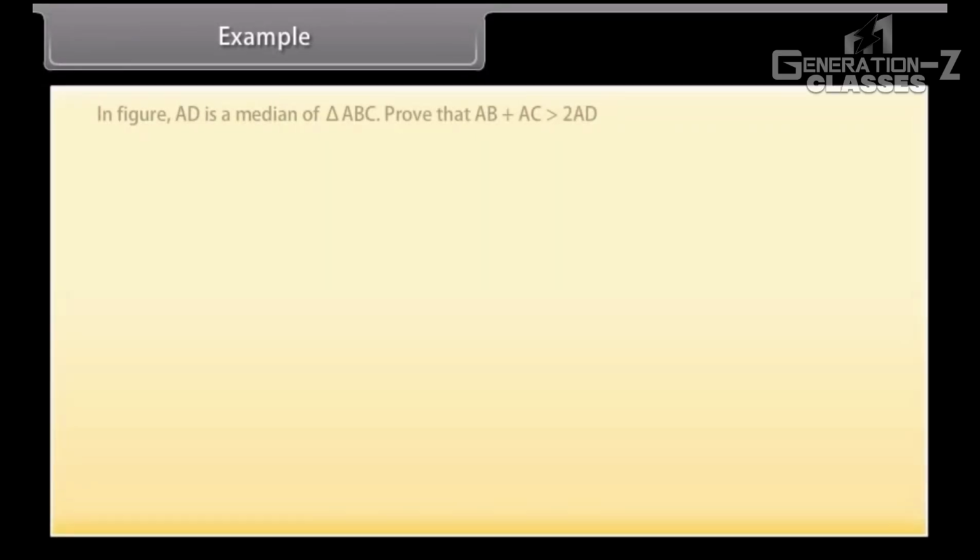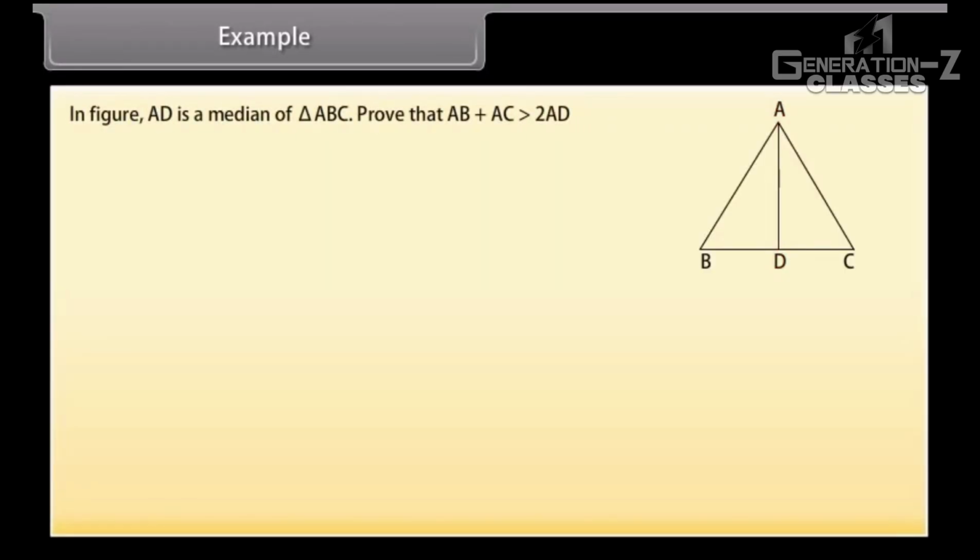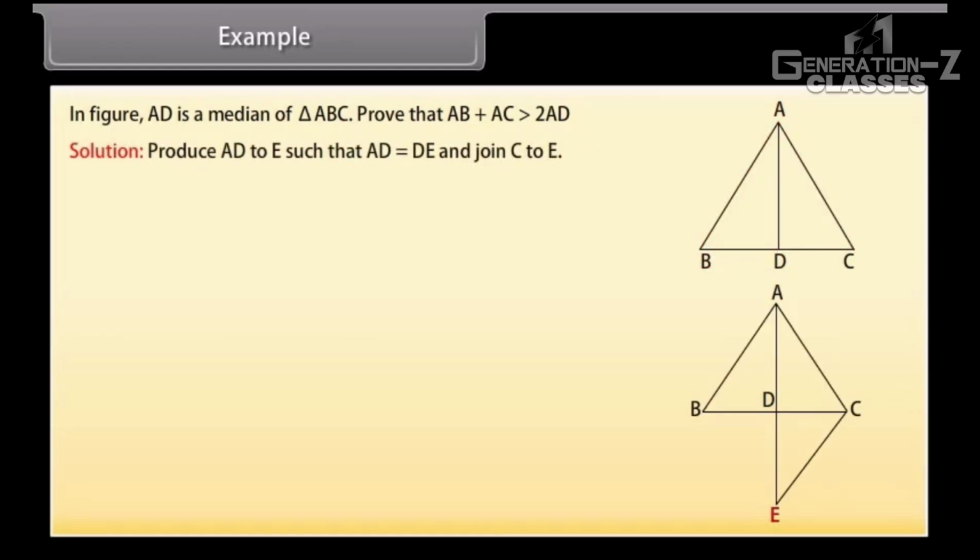Example. In figure, AD is a median of triangle ABC. Prove that AB plus AC is greater than 2AD. Solution. Produce AD to E such that AD is equal to DE and join C to E. Consider triangle ABD and triangle ECD. Here BD is equal to CD. Angle ADB is equal to angle EDC. AD is equal to ED.